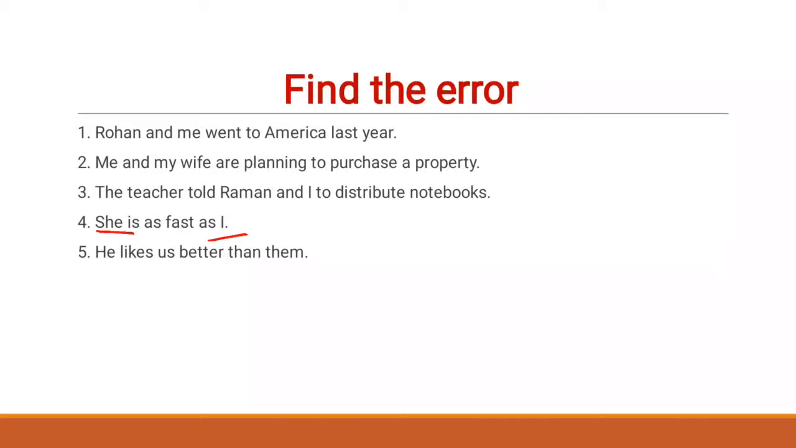Let's move on to the next sentence. He likes us better than them. Here, he is our subject, and us and them are playing the role of objects, and that is why we will be using the objective case. So, this sentence is correct and this one is also correct.